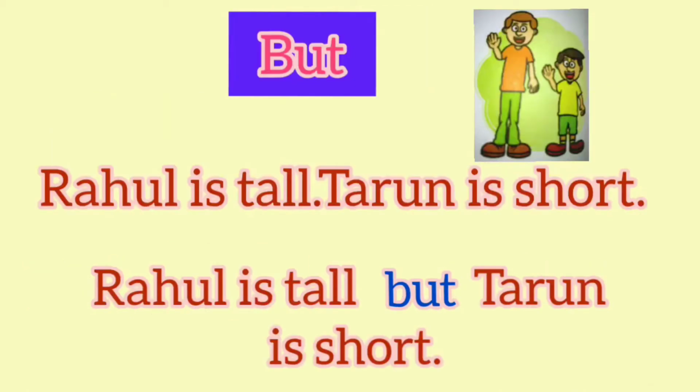We use joining word but to show a difference or opposite ideas. For example, Rahul is tall, Tarun is short. So these are two opposite sentences. So let's see how do we join these sentences by using but. Rahul is tall but Tarun is short.